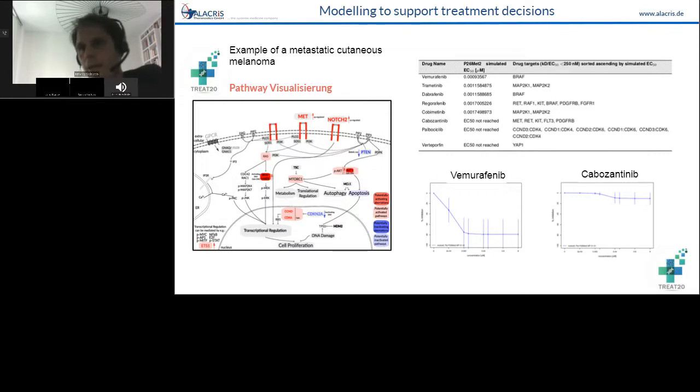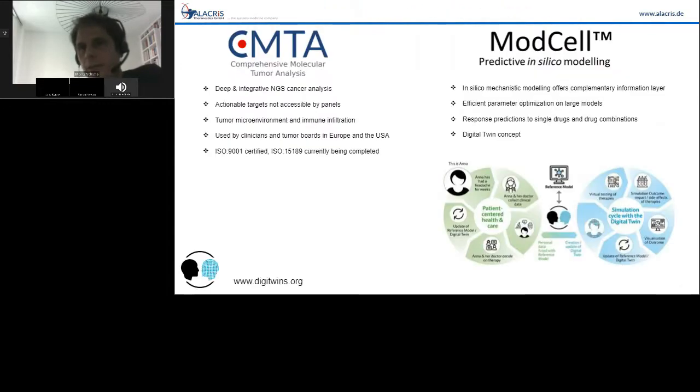And with that, I would like to summarize that I've shown you those two approaches. One is a comprehensive molecular tumor analysis, a diagnostic using whole exome sequencing and transcriptome sequencing, with the advantage of identifying additional targets using the transcriptome and also quantifying the tumor microenvironment. It's already used by some tumor boards. And the second part was about the mechanistic modeling, which is able to mimic an individual cell and to predict responses to single drugs and drug combinations.